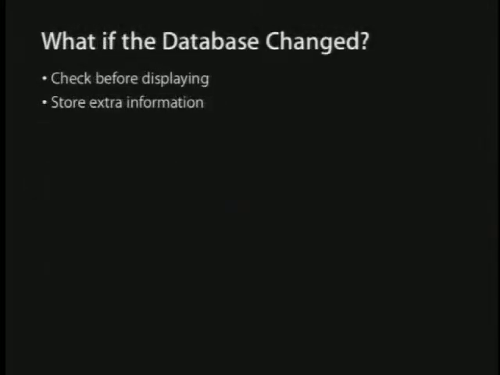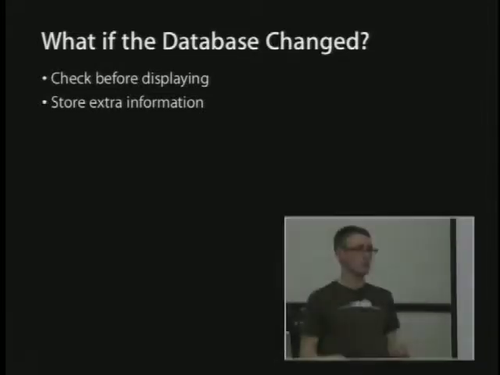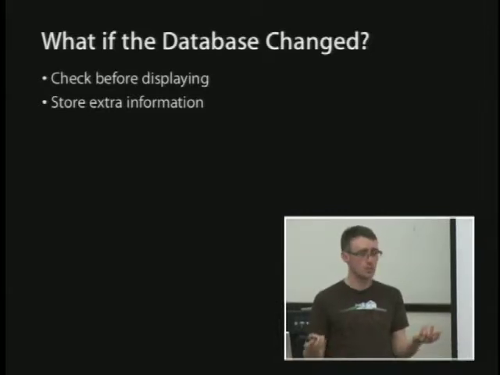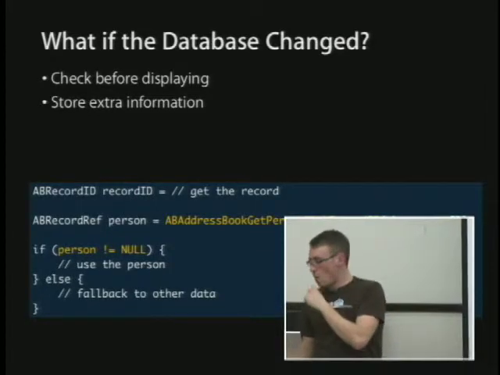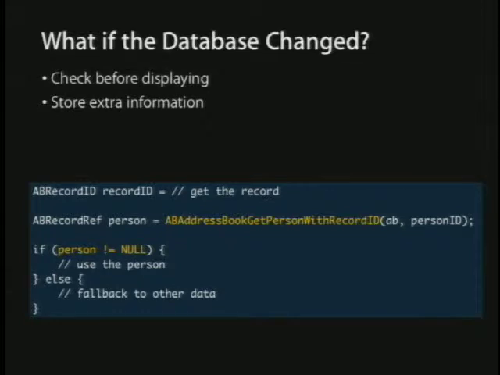That person could have changed, or that database could have changed. So check before you're actually trying to display that person. This record ID might not correspond to any person at that point. So again, check that it's not null before you actually do anything with it.